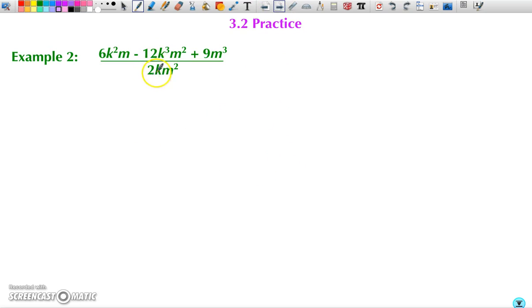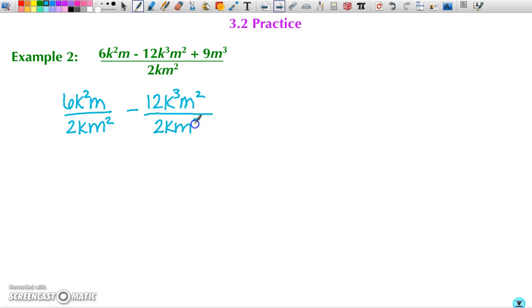All right, now your second example, it may look like this, and that's all good. So all you're going to do is just split it up, 6k squared m over 2km squared minus 12k cubed m squared over 2km squared, and then plus 9m cubed over 2km squared. And then again, just go through your division process.